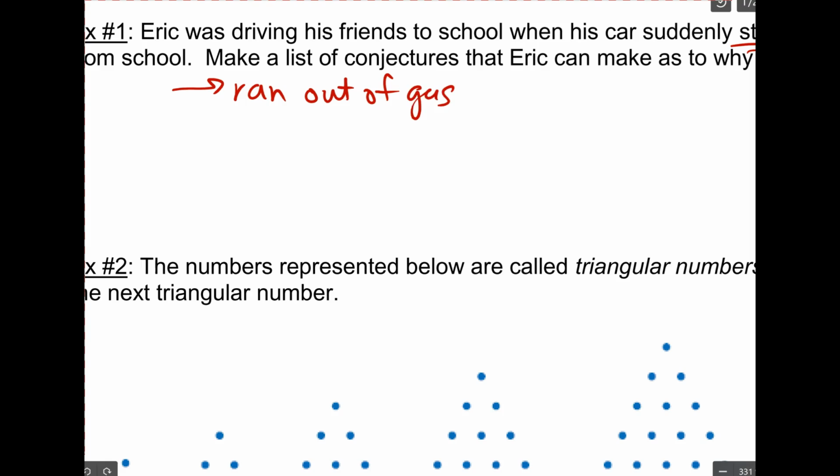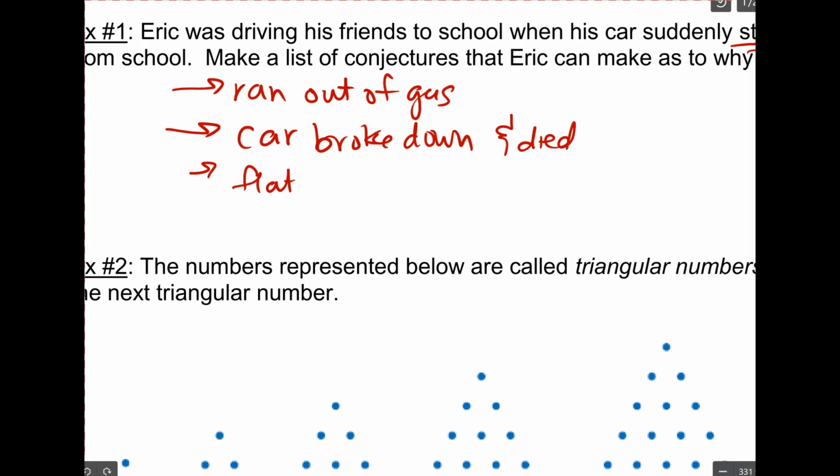Let's see. Someone said engine broke, so maybe your car broke down and died. Maybe you have a flat tire. That's an idea, right? So all of a sudden your car stops. Maybe it literally is flat. Those dang kids started throwing rocks again. What else? Could you stop for a red light? Yes, that makes sense. So these are all reasons it could have stopped.